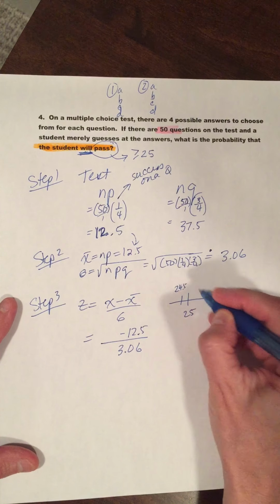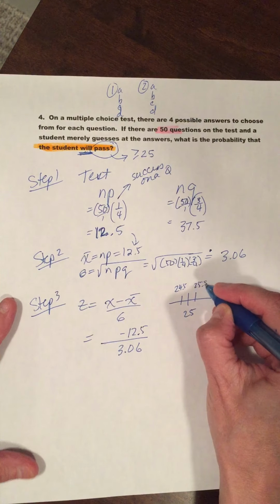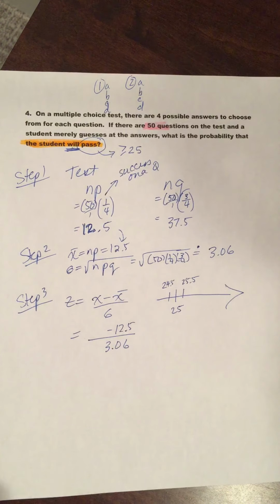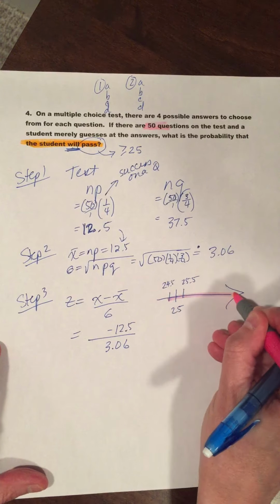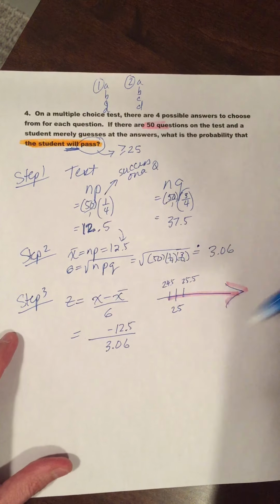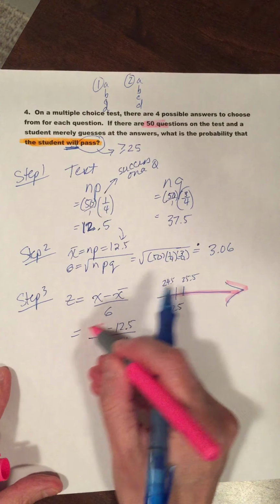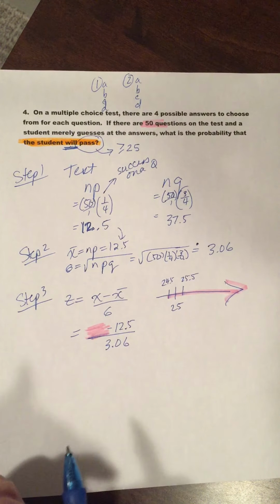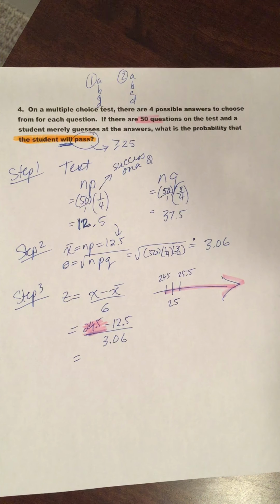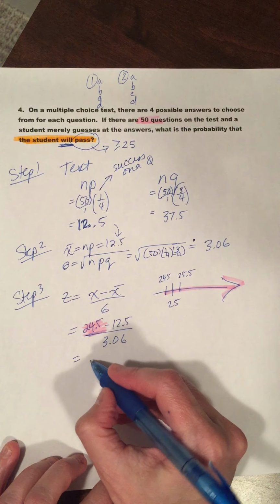Am I going to use 24.5 or am I going to use 25.5? The answer to that question depends on whether you're including 25. And we are including 25 because 25 constitutes a pass. So my hot pink value, sorry, better be consistent with that, is 24.5. 24.5 minus 12.5 divided by 3.06.